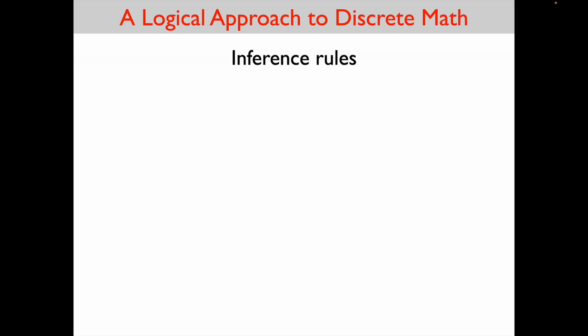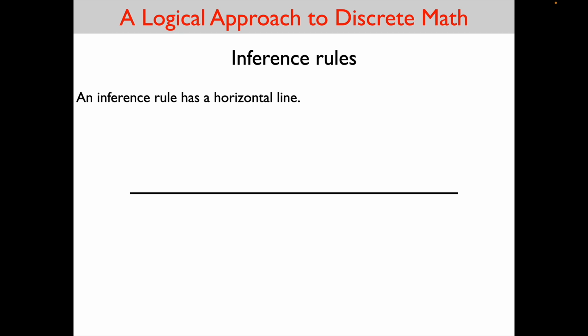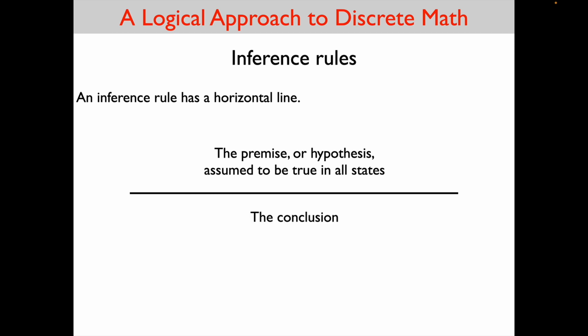So inference rules. First, an inference rule has a horizontal line. Isn't that a nice horizontal line? Okay, and what goes on the top of the line? The premise or the hypothesis, which is assumed to be true in all states. Then below the horizontal line is the conclusion.